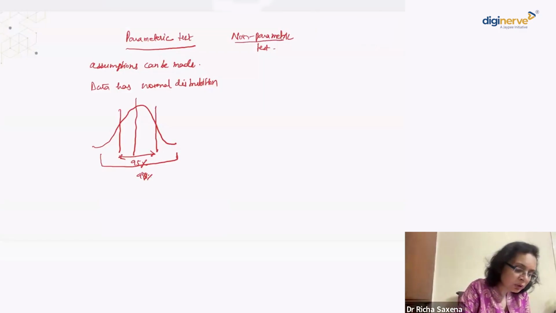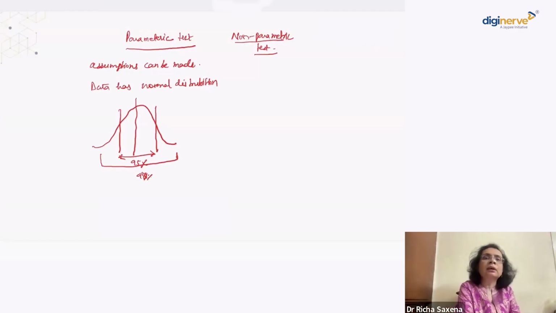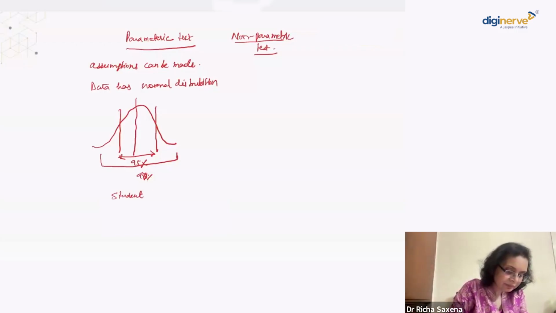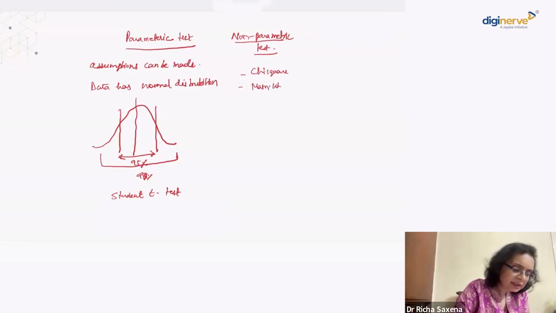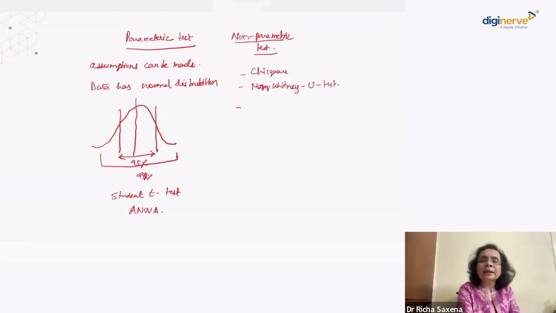In the non-parametric, you cannot make assumptions regarding the defining characteristics of the population distribution. So the data does not follow normal distribution in case of non-parametric tests. So that is the basic thing. Parametric tests are basically your student t-test and ANOVA. And the non-parametric tests can be your chi-square test, Mann-Whitney U-test and Wilcoxon rank sign test. So these are your non-parametric tests.